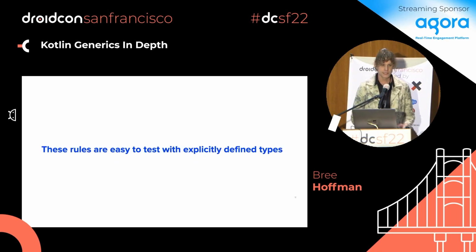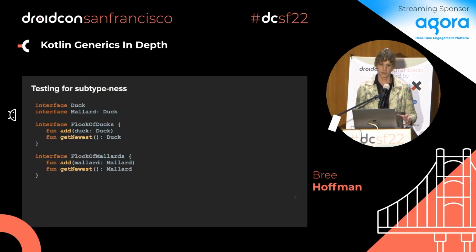So it's easy to test these rules if we have the types explicitly defined. So I wanted to go through an example where we just have those types written out and we can do the comparison and contrast to start thinking in subtypeness.